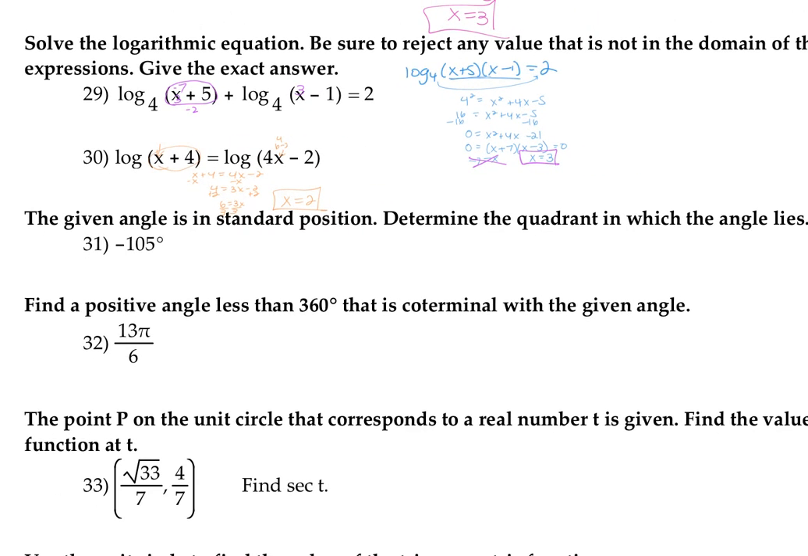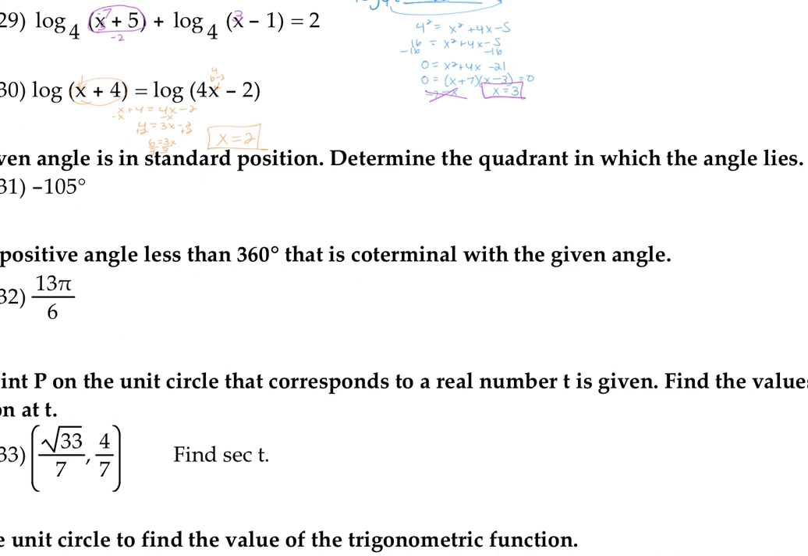31 says the given angles in standard position determine the quadrant in which the angle lies. So -105 is going to go around past the 90 mark, but before the 180, which puts this in quadrant 3.